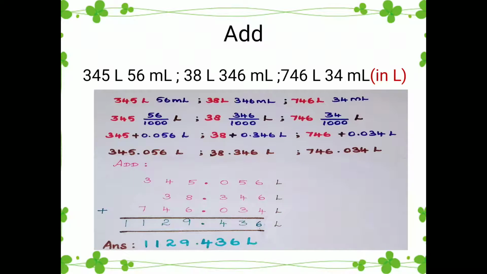Now we are going to add. 345 plus 0.056, you will get 345.056. Then 38.346. Then 746.034. Now we have converted everything into liter. Now we are going to add all together. While adding, you should be careful. Write the place values in the proper places.